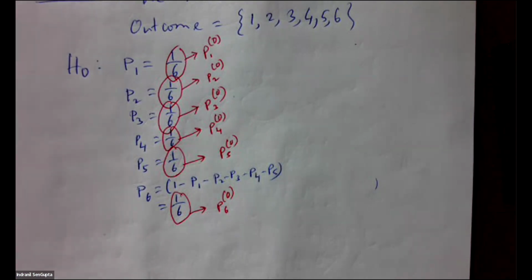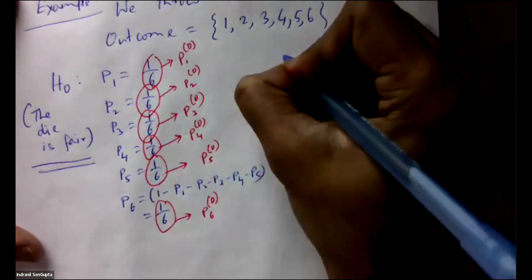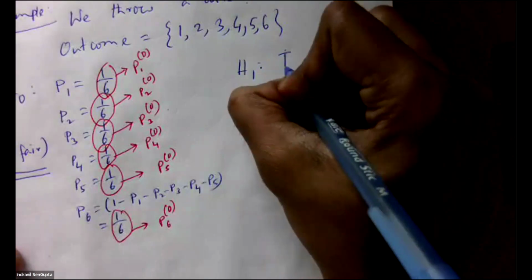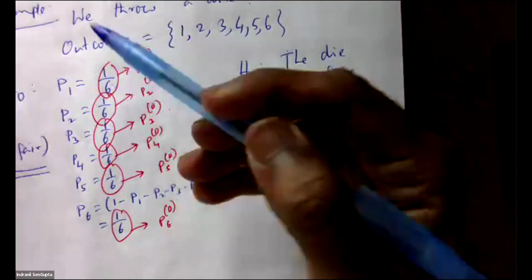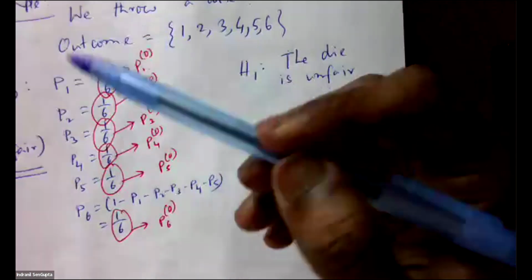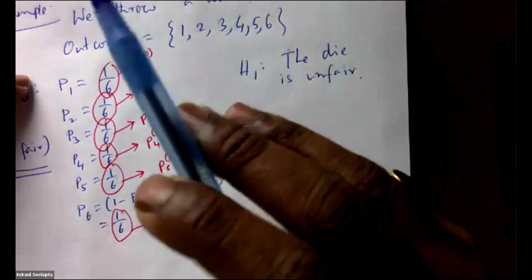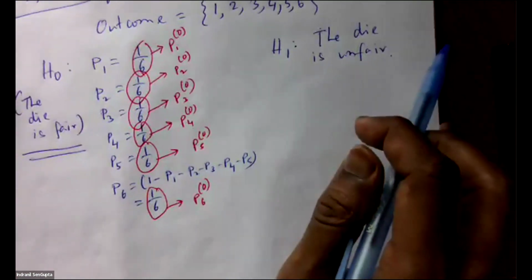So H0, the null hypothesis, is that the die is fair. And H1 is that the die is unfair, meaning that, it can be various combinations. Maybe P1 is slightly more than all the rest, maybe all the numbers are different. It can be whatever. So we are testing this against all possible combinations.